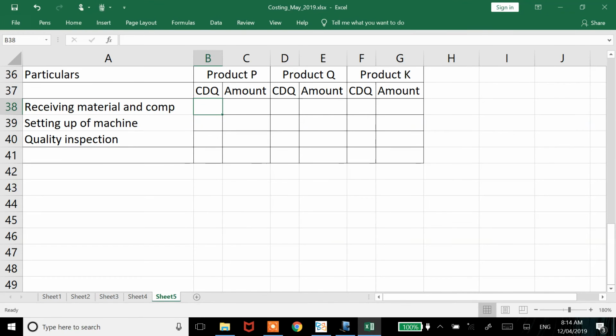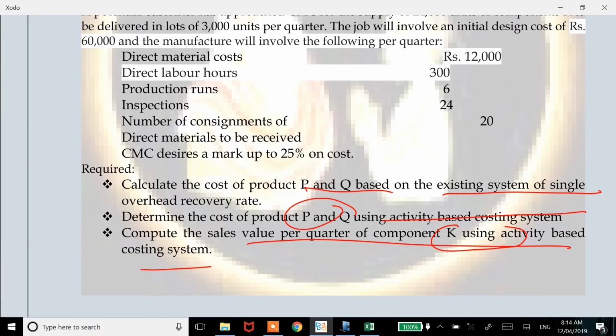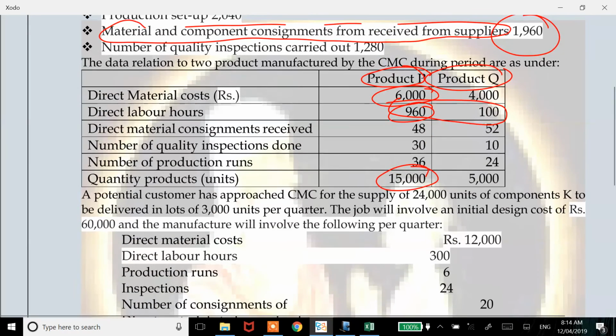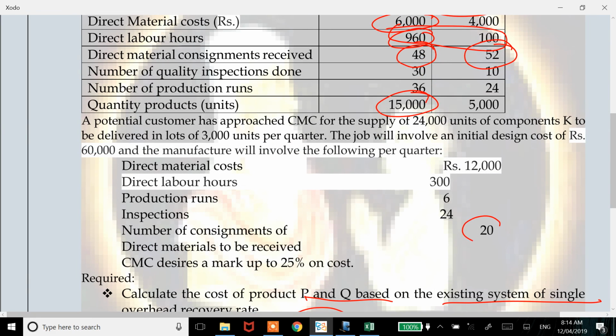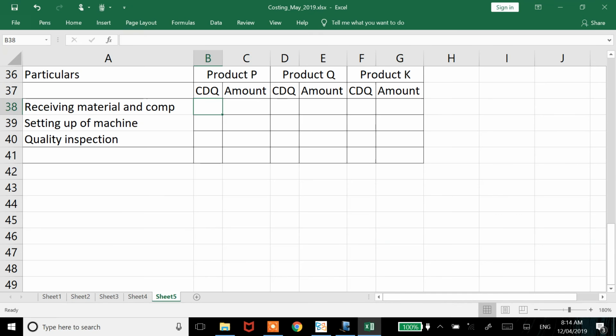What was the cost driver for receiving material? Number of consignments: 48, 52 and 20. 48 consignments received for product P, 52 consignments for product Q, and 20 consignments for product K.